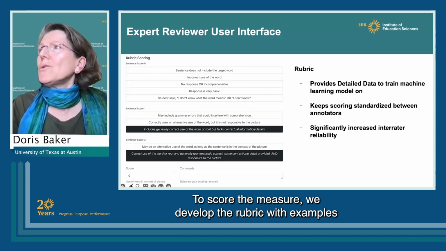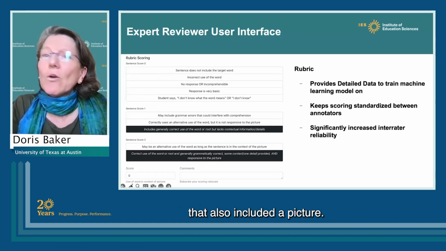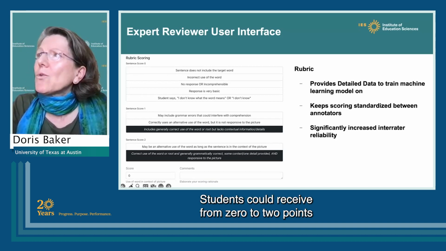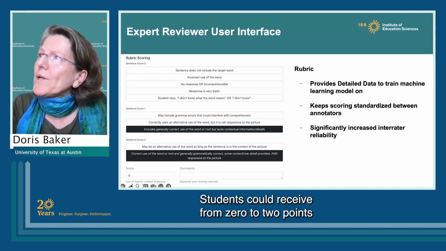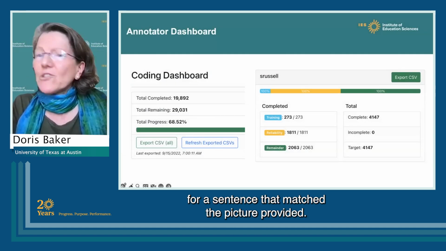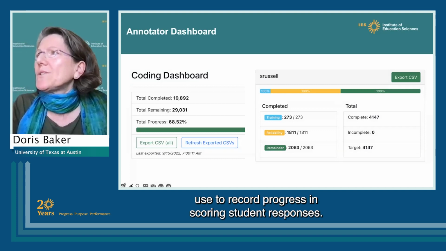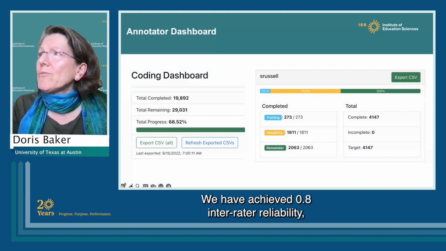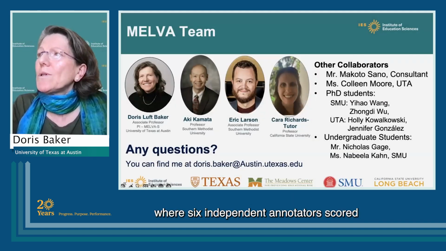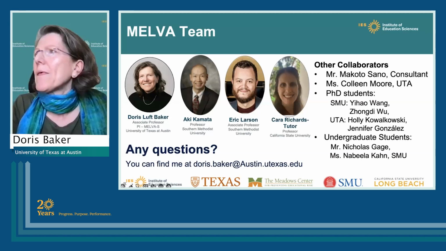To score the measure, we developed a rubric with examples for definitions and for sentences that also included a picture. Students could receive from 0 to 2 points for a definition of a word and 0 to 2 points for a sentence that matched the picture provided. This slide shows the dashboard that annotators use to record the progress in scoring student responses. We have achieved 0.8 inter-rater reliability, where 6 independent annotators scored the same student responses.